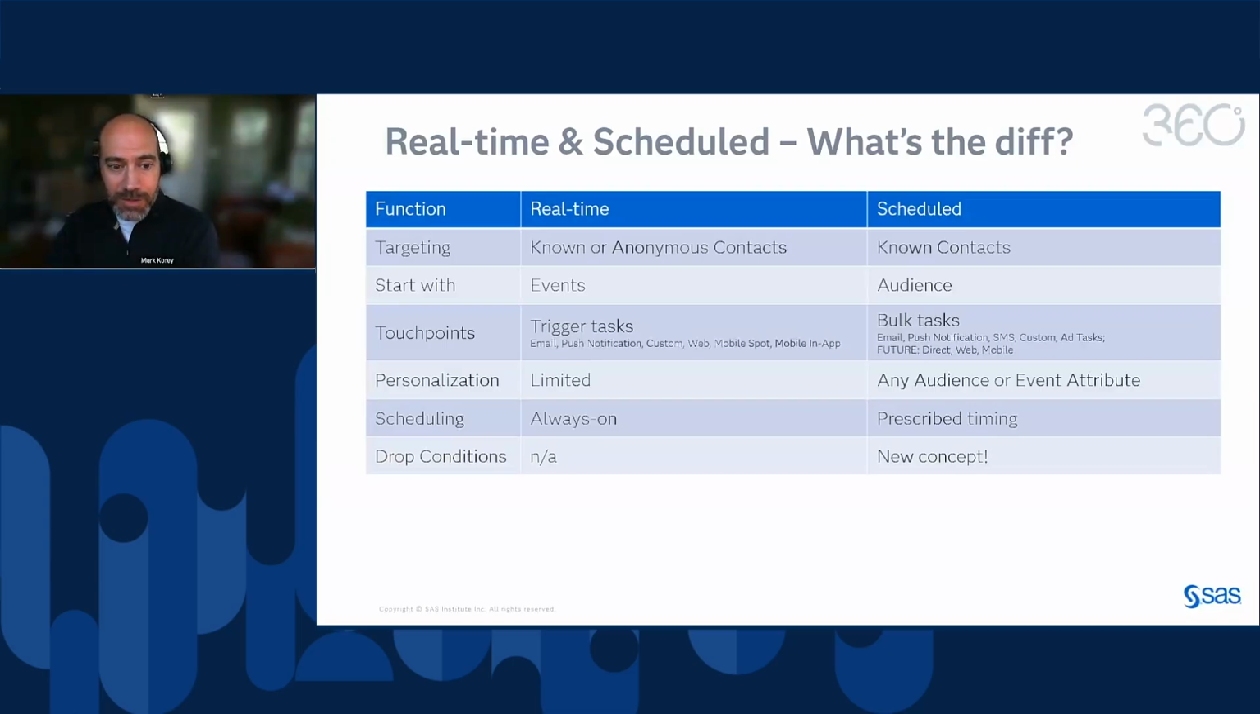We introduced drop conditions in scheduled journeys. We don't have this capability in real-time journeys, but this is a way for you to indicate somebody should be removed from the journey, so they should exit at any point in time. The most common scenario would be an opt-out or do-not-contact type of indicator, or it could be that they've made a purchase and they no longer need to be in the journey. So they can exit the journey and will not receive any downstream communication, and that may make them eligible for another campaign.